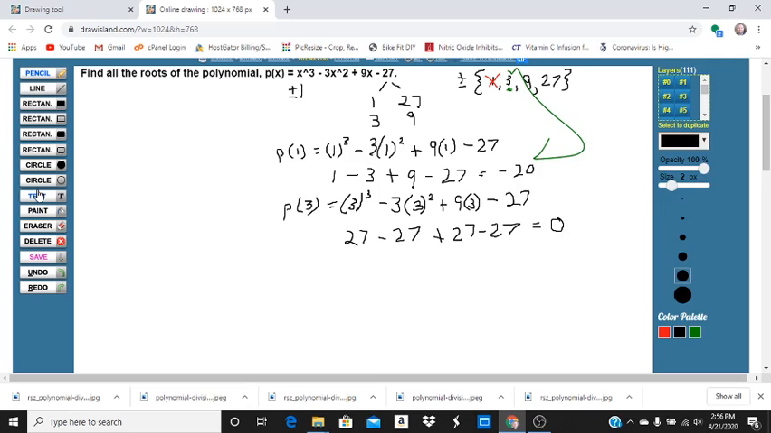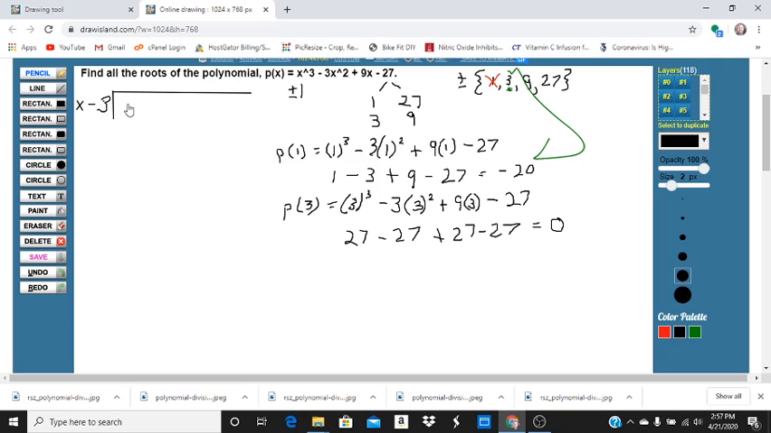All right, so now we're going to divide p of x by a factor. Some polynomial division here. We're going to divide it by x minus 3. The reason we do that is because if x minus 3 equals 0, then x would have to be 3. That would mean that 3 is a root, because it would make the whole polynomial equal 0.